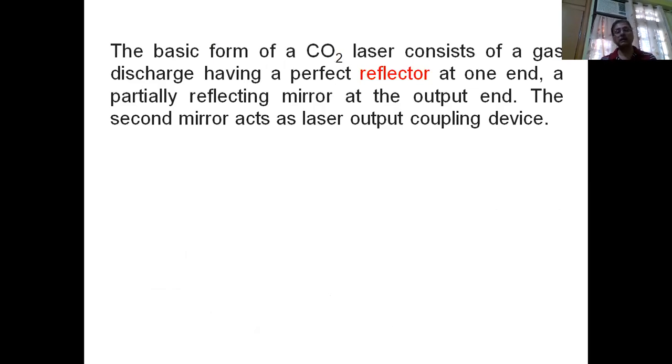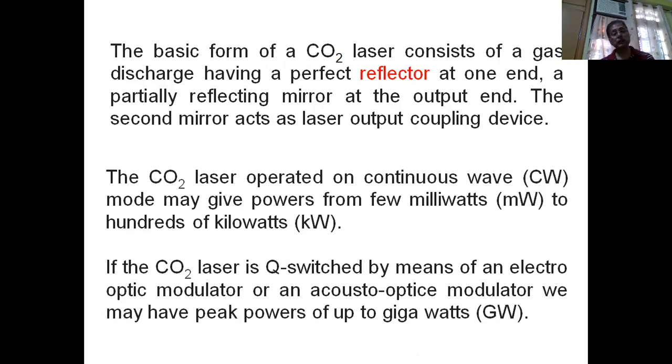The basic form of a CO2 laser consists of a gas discharge having a perfect reflector at one end and a partially reflecting mirror at the other end, as we have seen earlier. The second mirror acts as the laser output coupling device. The CO2 laser operated in continuous wave mode may give powers from a few milliwatts to hundreds of kilowatts. If a CO2 laser is Q switched by means of an electro-optic modulator or an acousto-optic modulator, we may have peak powers of up to gigawatts.